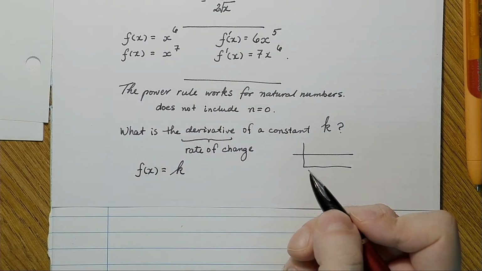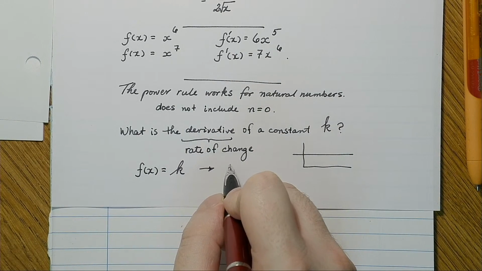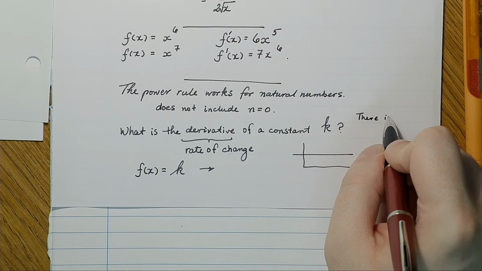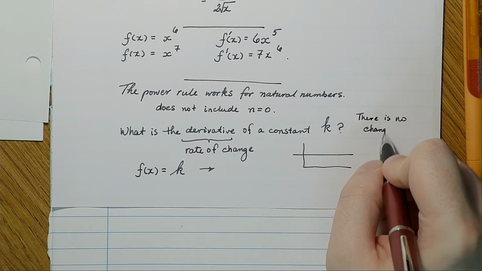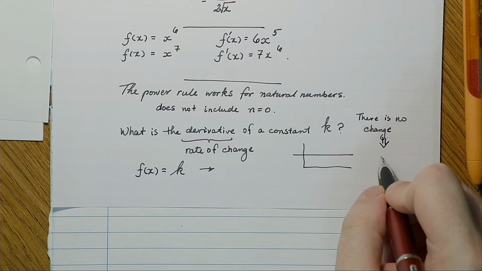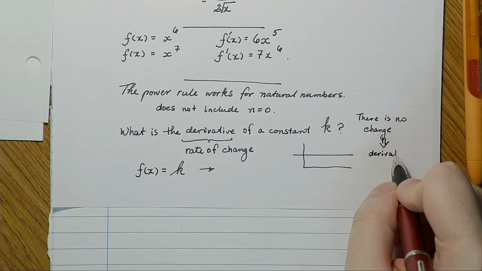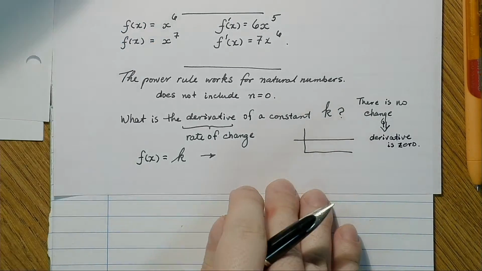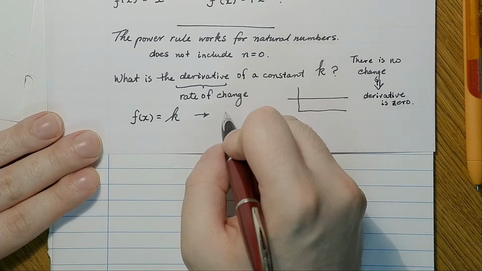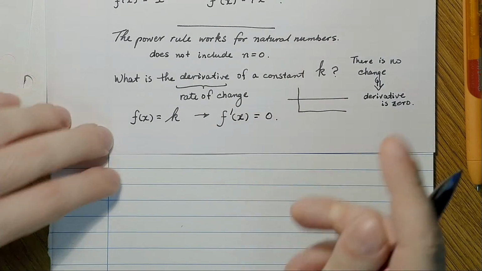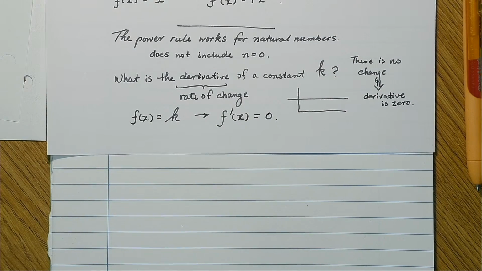So I've been using k, which means that there is no change, which implies that the derivative is 0. There is no change, only zero. All right, ignore that. So that implies that the derivative of a constant should be 0. So that's what we think intuitively. Let's prove it.